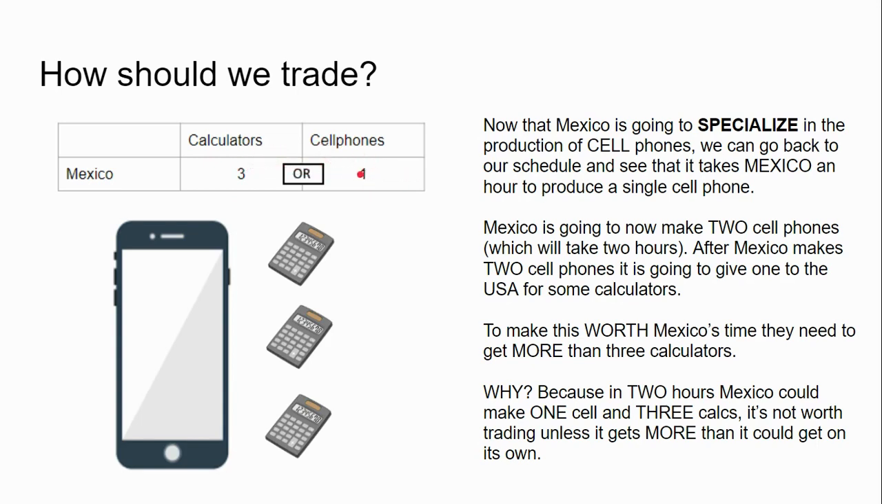If I make 2 cell phones and I trade 1 cell phone for 3 calculators, well, then I spent 2 hours and traded and got nothing more for it. So what I want to do is get more than I could have made on my own. So if I'm going to trade 1 cell phone, I'm going to want to get more than 3 calculators. As it says down here, why? Because in 2 hours, Mexico could make 1 cell phone and 3 calculators. It's not worth trading unless it gets more than it could have gotten on its own.